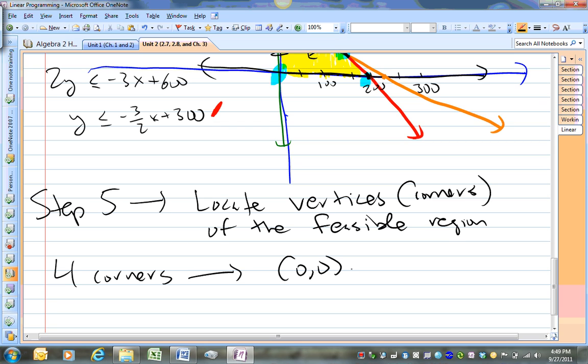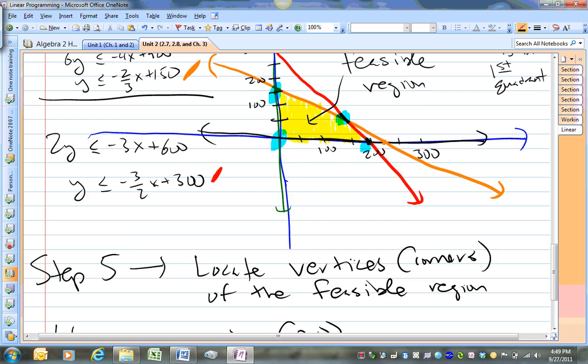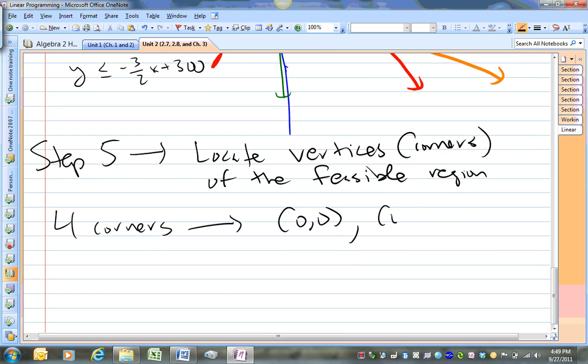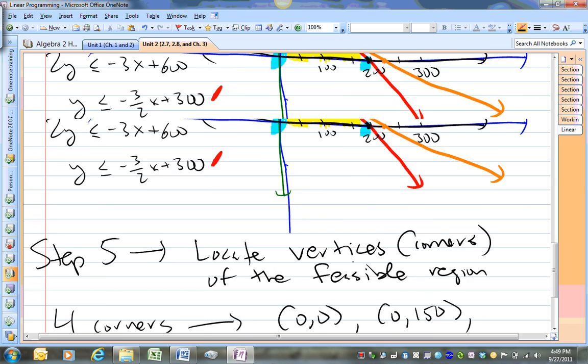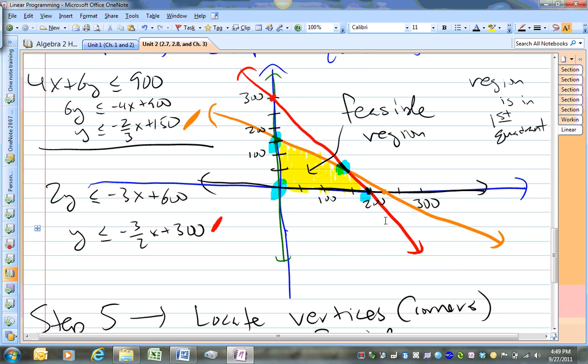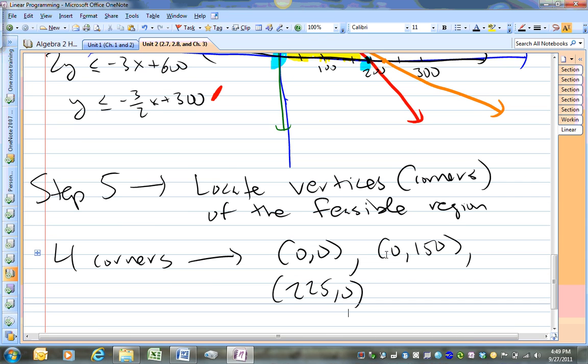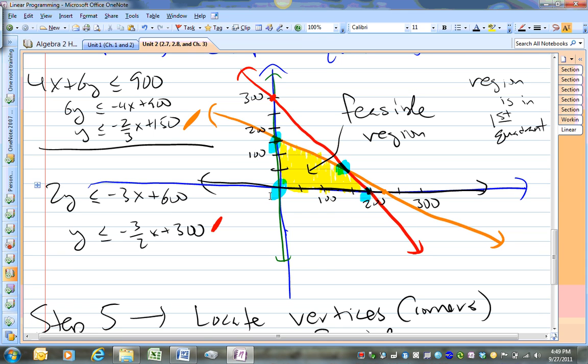0, 0, I think that's pretty obvious. 0, 150, that was the y-intercept of one of the lines. 225, 0, that's the x-intercept of the red line, and I'm sorry, I meant to say 200, 0, my apologies. 200, 0, because that's going to be the x-intercept for the red line, and I found it by plugging in 0 for y and solving for x.